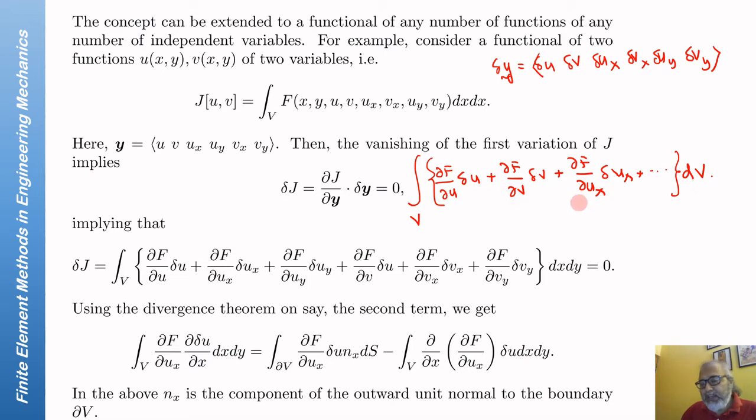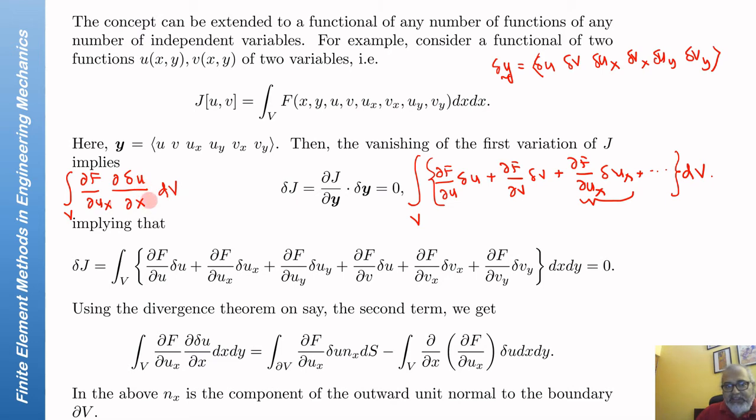Now let us take this, because we want to get rid of this derivative, so we will write it as, let's write it here, del f/del ux times del(delta u)/del x. This is what delta ux means. It's the x derivative of delta u. This is what I have as this term.